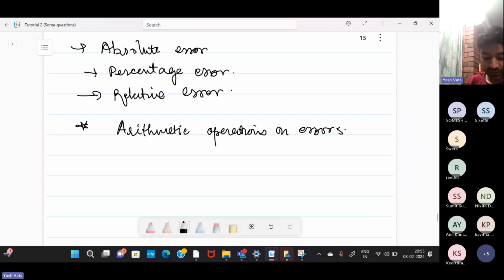Just look at loss of significant digits in lecture number 9. He will explain how to avoid mistakes while calculating the number of significant digits. And yes, for sure.